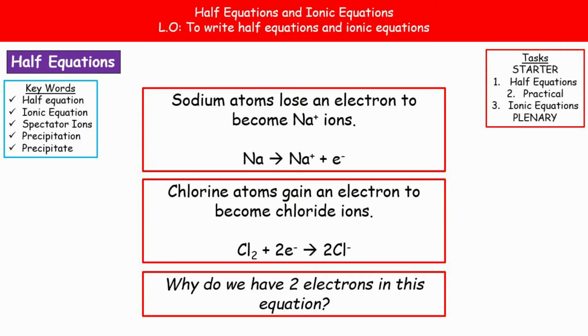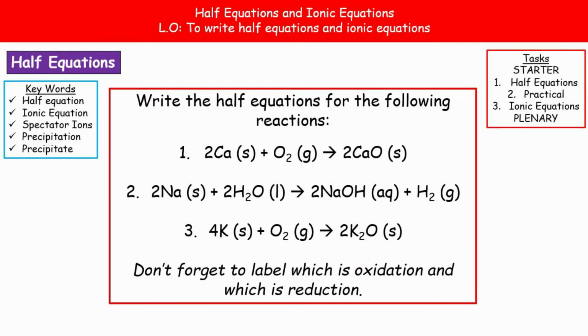Hopefully we said that we've got 2 electrons because each chlorine atom needs an electron, and there are 2 of them. So what we actually did on that previous slide was we wrote half equations, because we focused on what was happening with the sodium and we wrote that bit out, and then we focused on what was happening with the chlorine and we wrote that bit out. So that's what we've got with our half equations. We look at one of the reactants and we just say what happens to it.